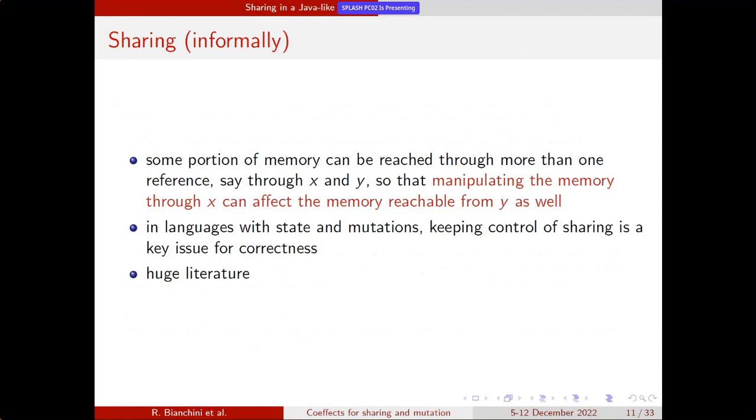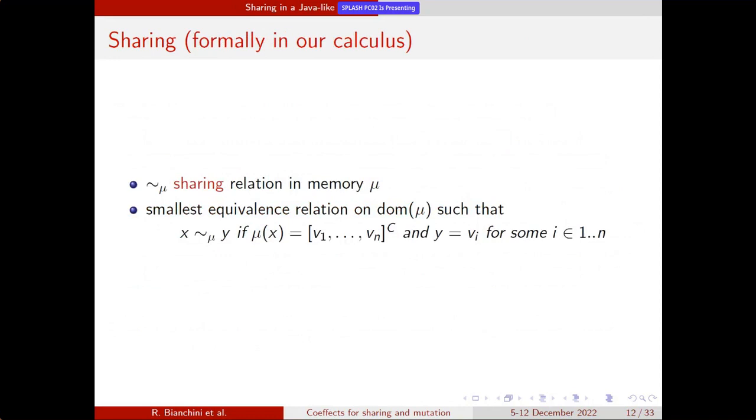Sharing in general means that some portion of memory can be reached through more than one reference, for example both through x and y. So if we manipulate the memory through x, we may end up affecting the memory reachable from y. And of course, this is a key issue for correctness, and there is a huge literature on how to solve those kinds of problems.